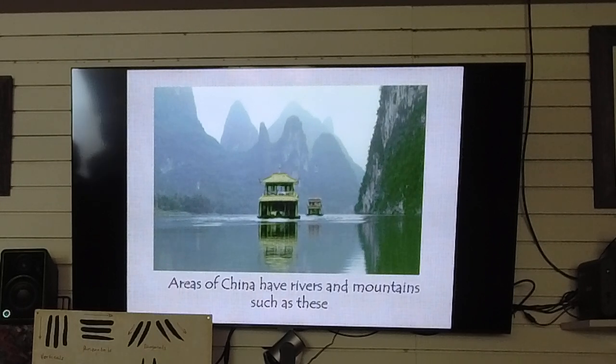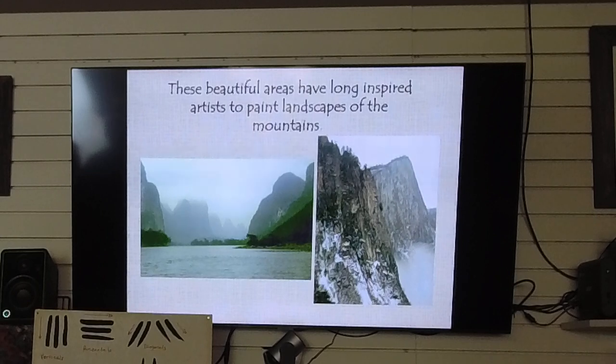Now, the landscape in China is very different from here. I mean, look at these mountains. They're just straight up and down. And those will show up in the paintings here in a minute. These little houseboats I find very interesting. They're a two-story houseboat. Pretty cool. Must not get much wind. That's all I can say. Like I said, the mountains are very dynamic, and that's part of the balance when they do it, is to show how dynamic the landscape is.